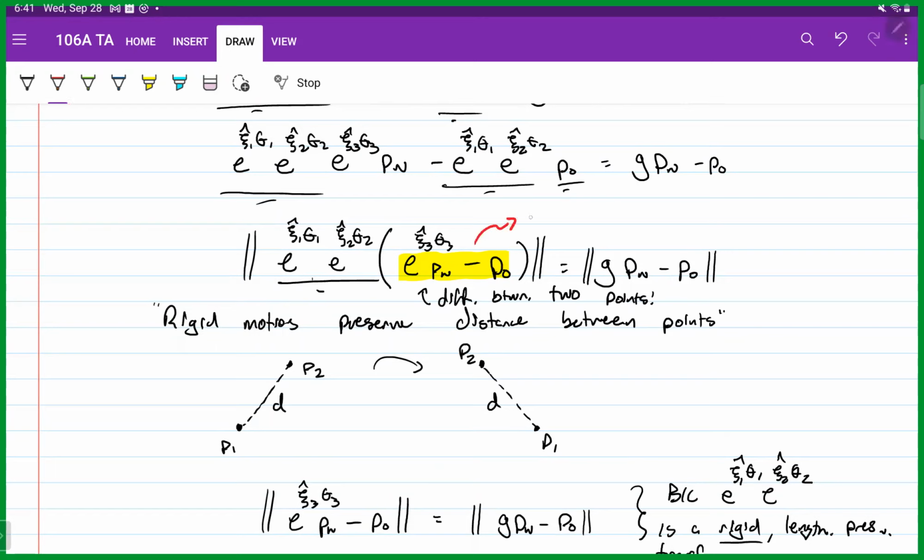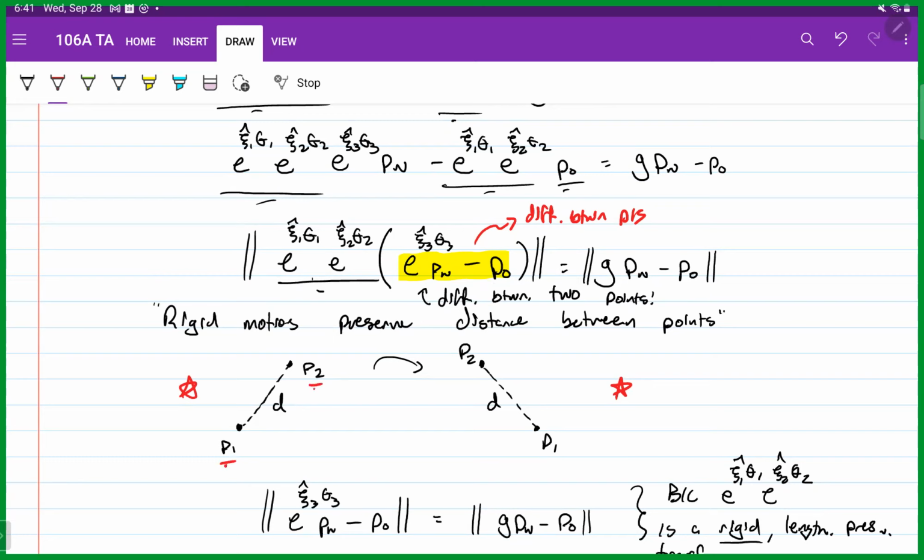So this on the inside is a difference between points. And that's exactly what we have in this little scenario down here. We have a P1 and a P2. But in this case, e to the xi_3 theta_3 P_W might be our P1 and then P naught might be this one over there.